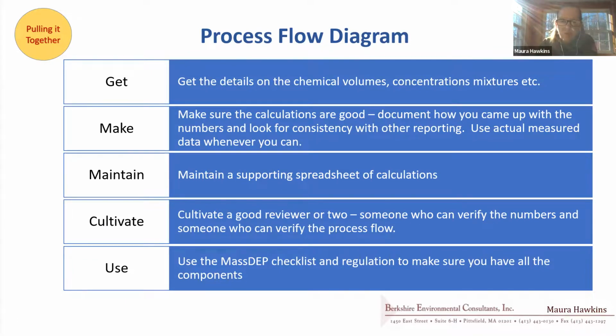So it's really great to have a reviewer who can verify the numbers that you have on there and verify the process flow, because as a general terp, I'm not in the plant all the time. I'm not the expert. The plant people are. So it's really good to cultivate a good reviewer at the plant. And then, as everyone said, use the Mass DEP checklist. And I totally agree with Bill Judd's recommendation. We have that in a plan too. We just have a column that tells you exactly where it is in the plan, so you don't miss it.